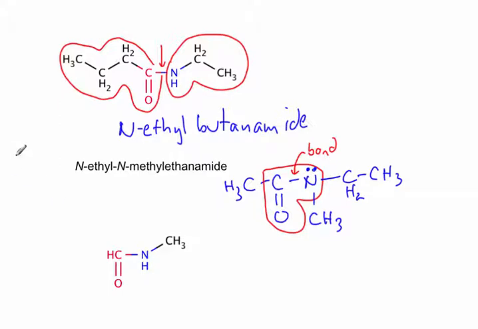So again, there's my functional group. C double bond O came with the carboxylic acid. NCH, that came with an amine, so that would simply be N-methyl methanamide. All right.